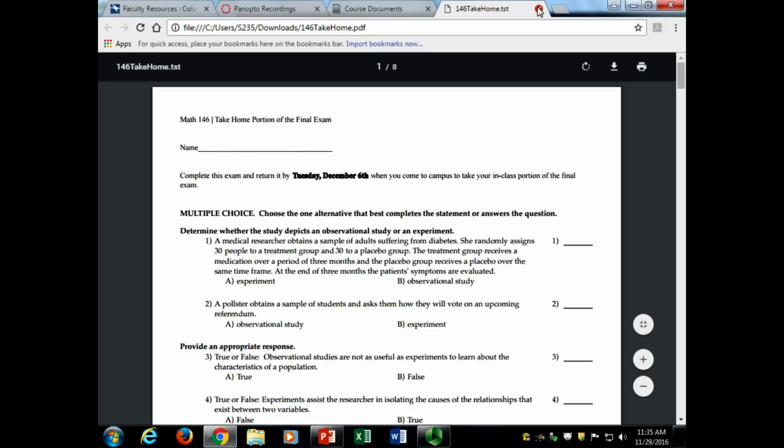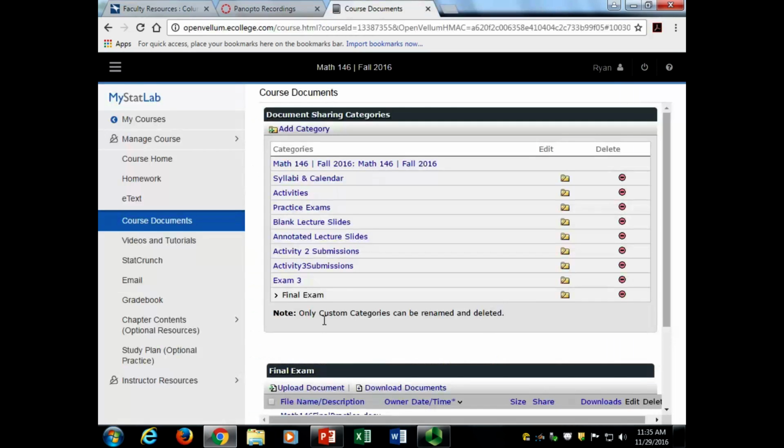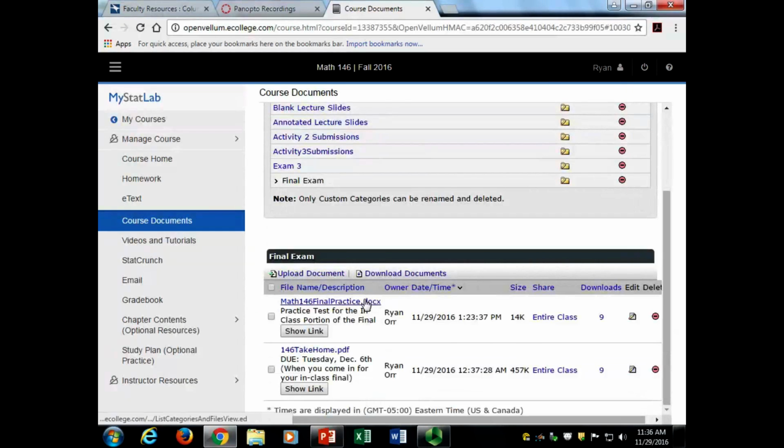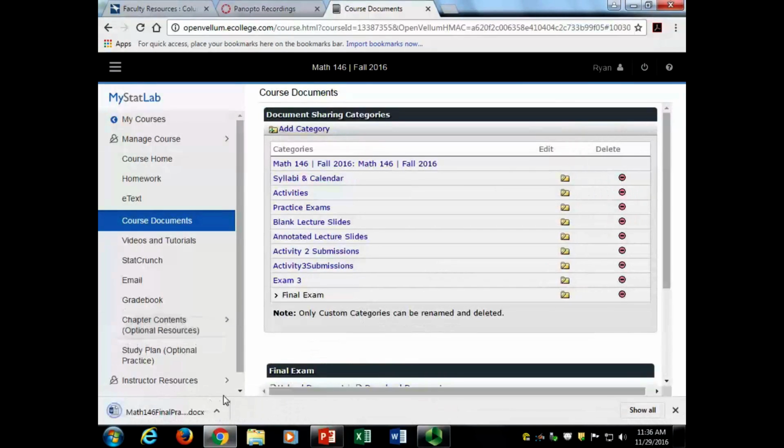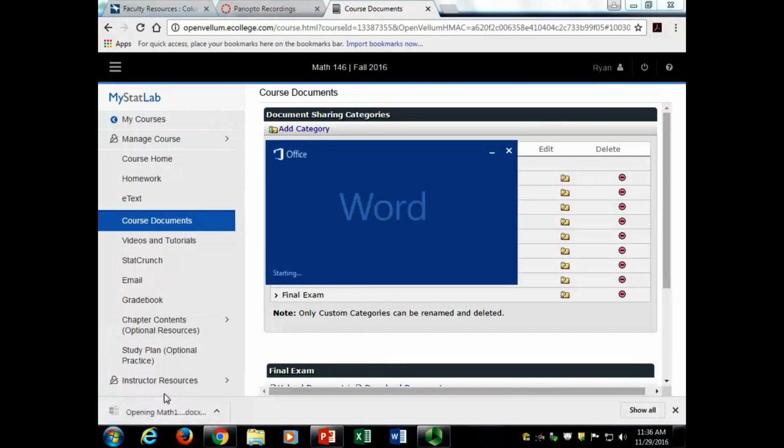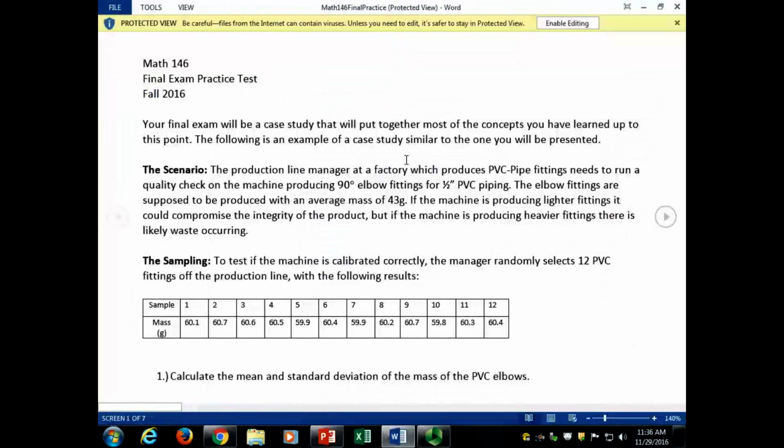Then what I also posted was a practice test for the final, which looks a little different, but this is how I'm going to format the actual exam. Okay? I'm going to give you a case study that covers the last few sections of the course. In this particular case study, they're talking about testing the calibration of a machine.